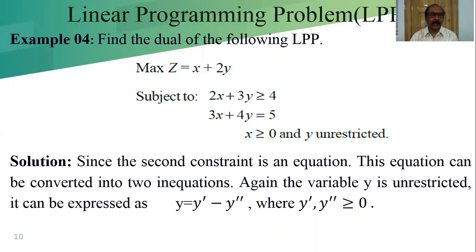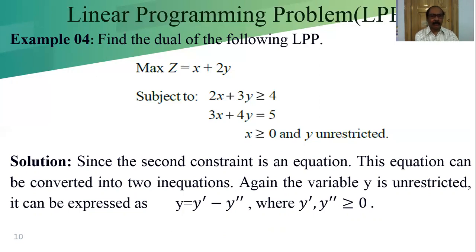Let us consider another example. Find the dual of the following LPP. Maximize z equal to 2 plus x plus 2y subject to the constraints 2x plus 3y greater than equal to 0, 3x plus 4y equal to 5. Let's see, the first constraint is not satisfying the canonical form. So for 2x plus 3y we have to convert to the less than equal to form by multiplying both sides by minus 1. Again, the second constraint is an equation that we have to convert into two inequations. One will be greater than equal to 5, another will be less than equal to 5.